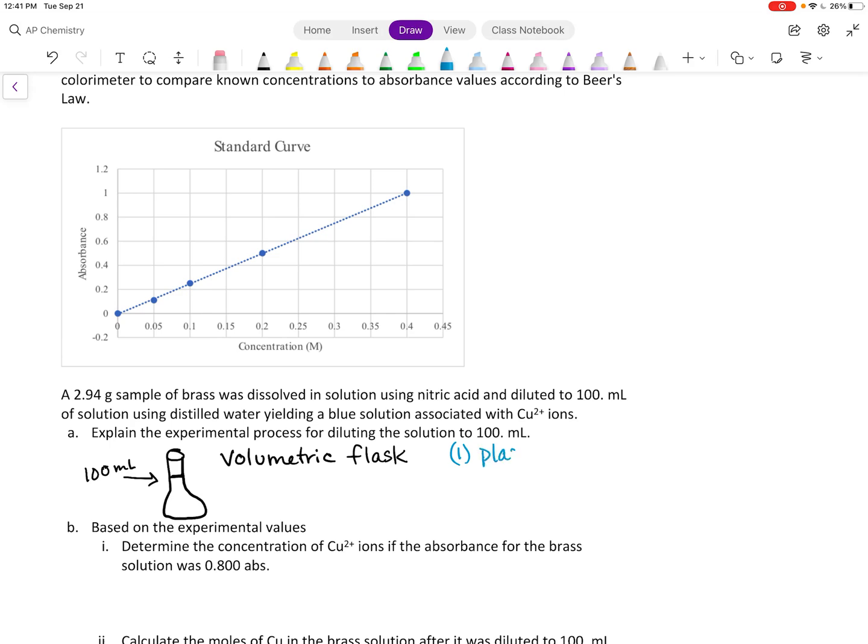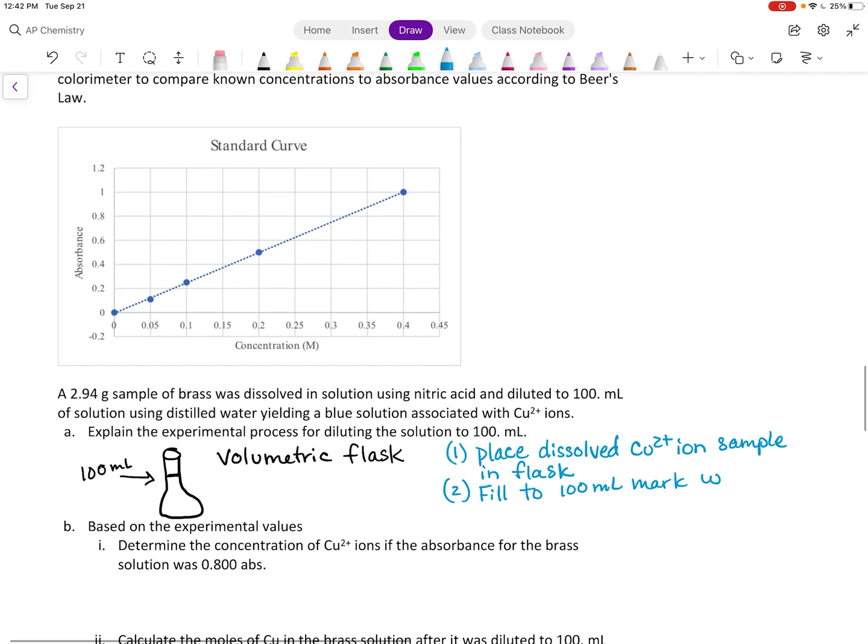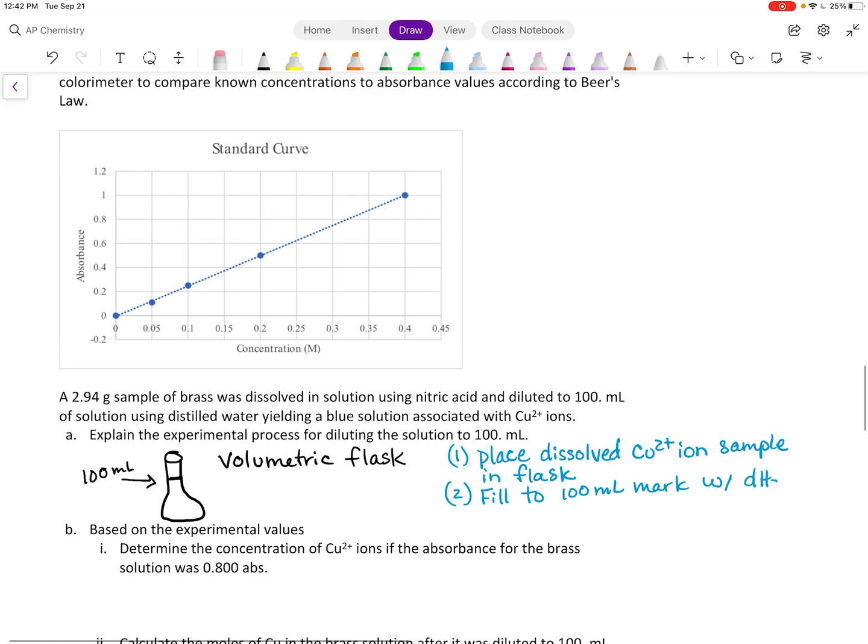So we're going to place the dissolved Cu2+ ion sample in the flask. We actually do a variety of rinses in class when we do this lab. The second part is we're going to fill to the 100 milliliter mark with distilled water. Okay, DH2O is my shorthand for that.